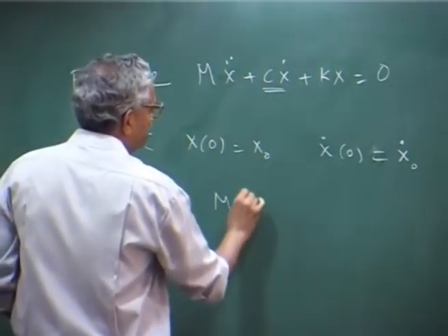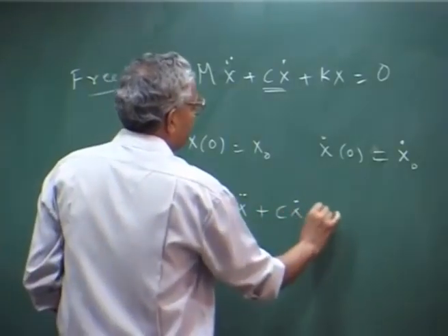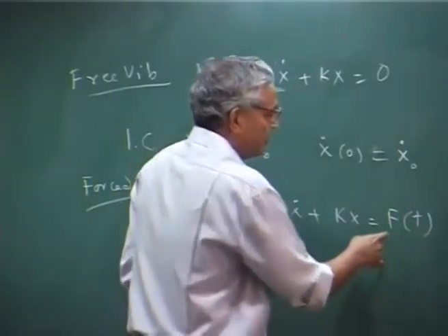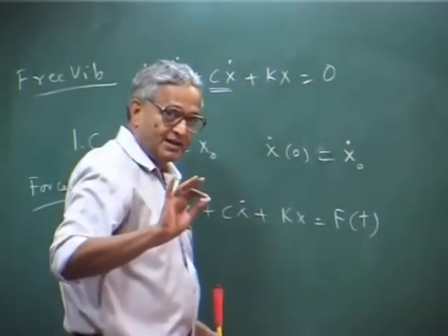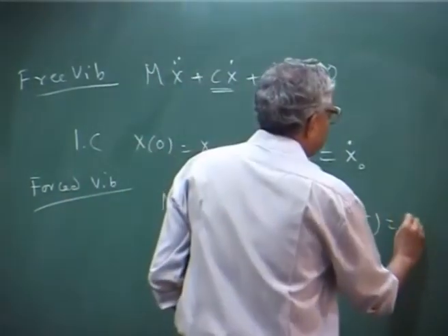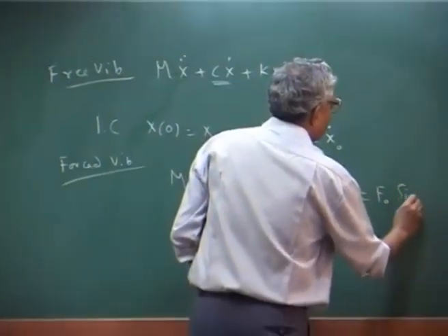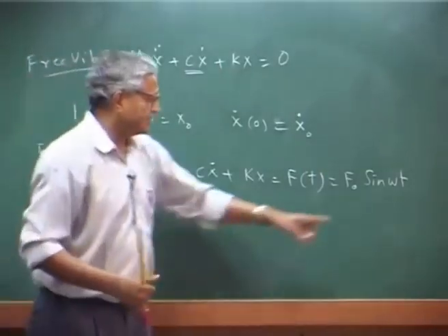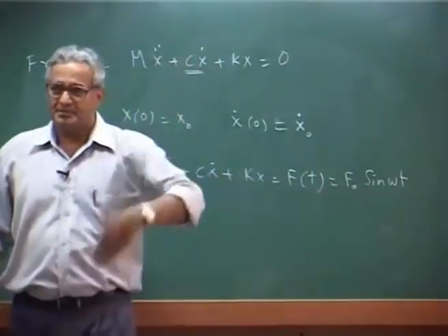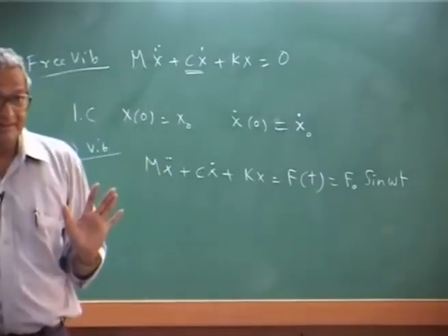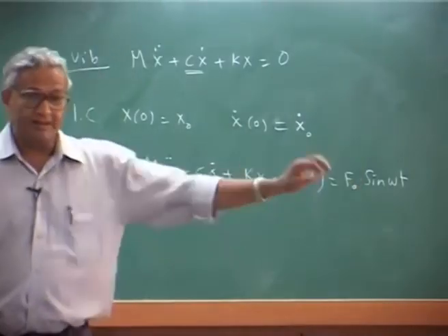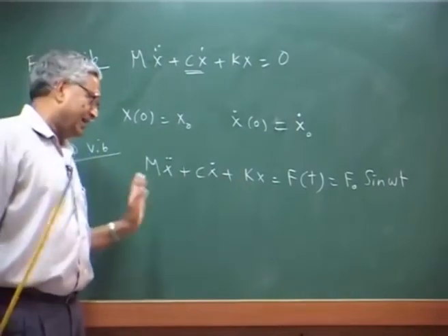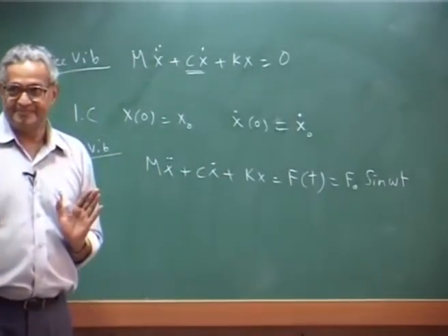In forced vibration, you would have studied the same equation, kx equals f of t. But for f of t, if you study harmonic motion, you may write f naught sin omega t or cosine omega t, something like that, where omega is the excitation frequency, the input frequency. It has nothing to do with the natural frequency. You may have that equal to that.